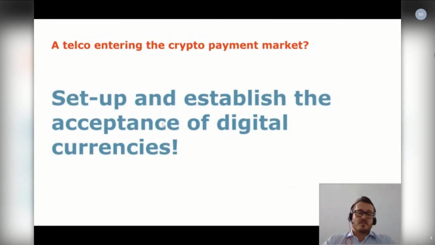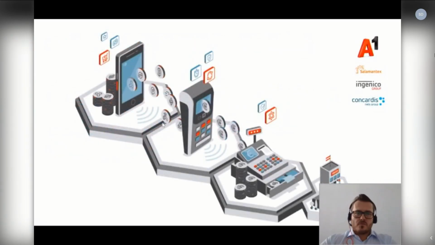This is our mission on that project. We set up and establish the acceptance of digital currencies, of course meaning cryptocurrencies, but all the other kinds of currencies. So how does this look? Alone, we are not the pros on any kind of technology. So we said there needs to be a partnership: Salamantics providing us the blockchain or crypto intelligence, Ingenico as a data cash terminal provider, and Concardis bank that was willing to walk this path with us. So what is behind that?